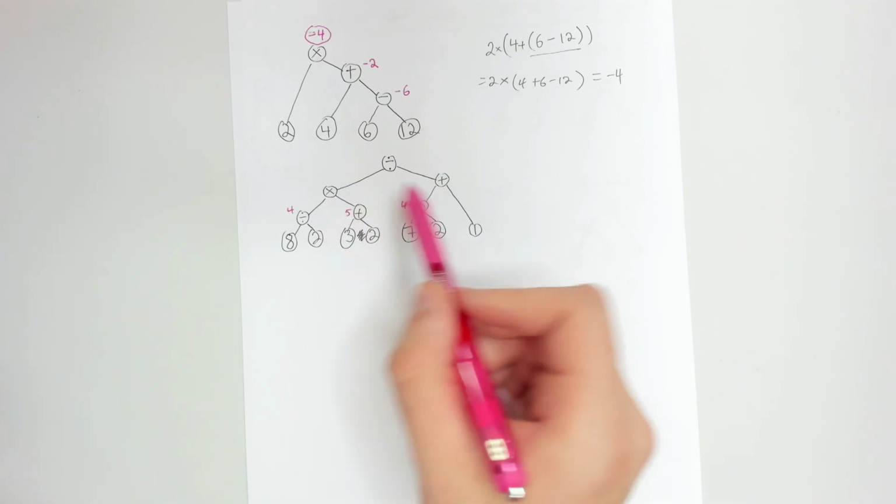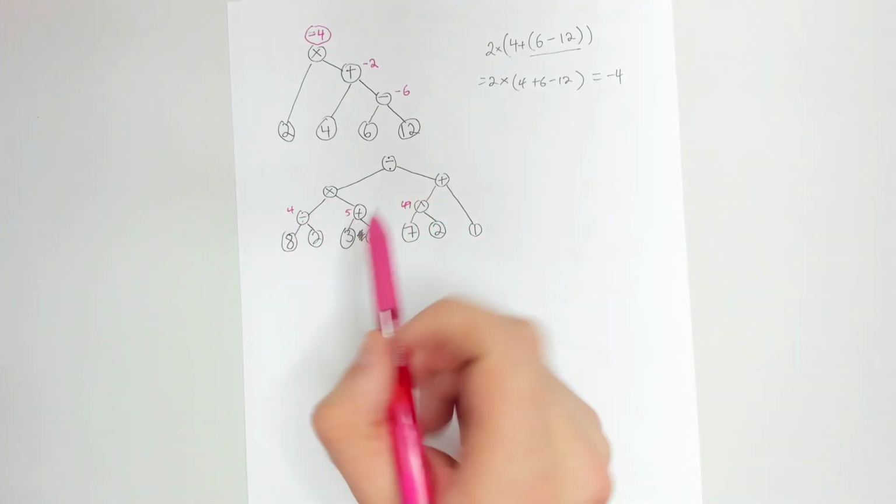Now we can focus on this multiplication and this addition. So 4 times 5, that is 20.